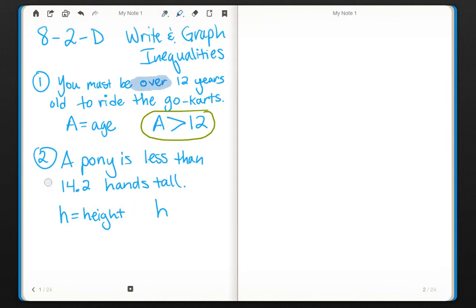And in this case, look for a key phrase that might tell you which inequality to use. A pony is less than 14.2 hands tall. I want you to underline which part you think is the inequality. All right, so hopefully you found that less than, that's your phrase that indicates what symbol to use. And we know our less than looks kind of like an L turned sideways, H less than 14.2. So there's our inequality. That would be our answer. We've translated that sentence to an inequality.